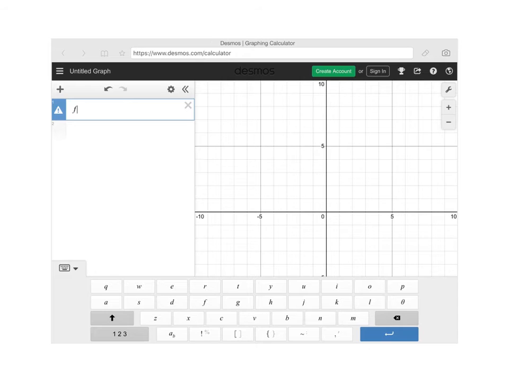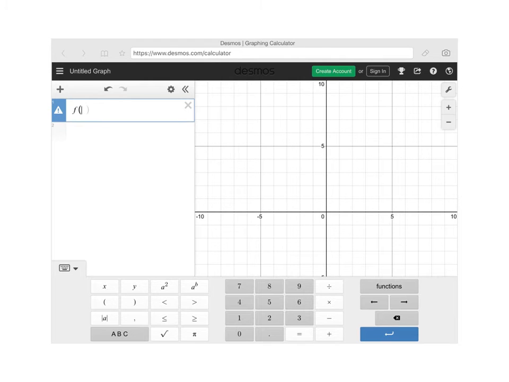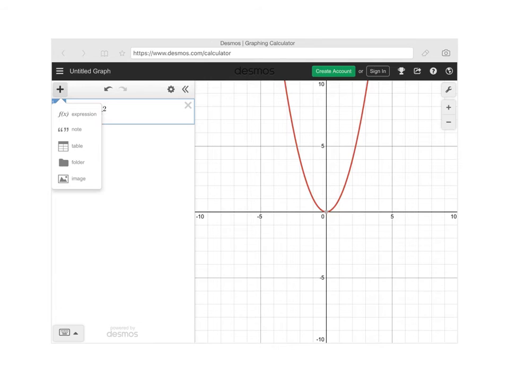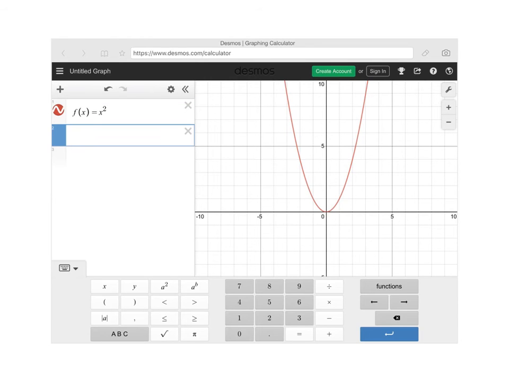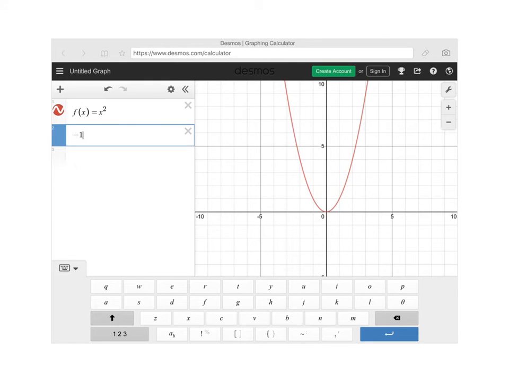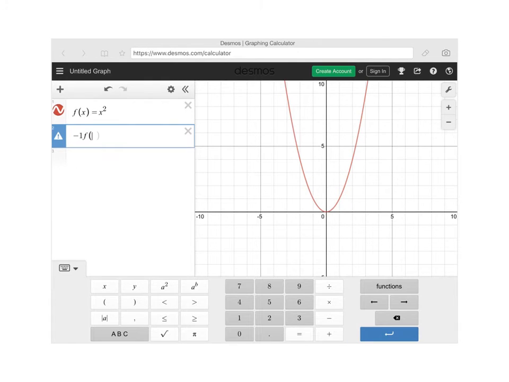All right, so let me go again. f of x equals x squared. Then I'm going to add another expression where I'm going to multiply by -1. So I'm just going to go negative. You can put a 1 here if you want, or you can just put the negative sign of x. And look and see what happened.